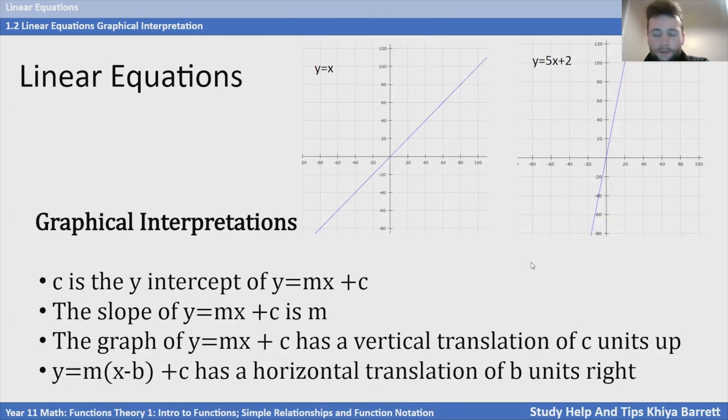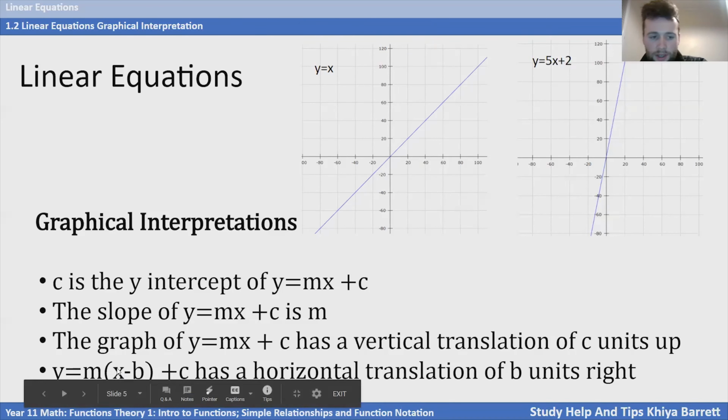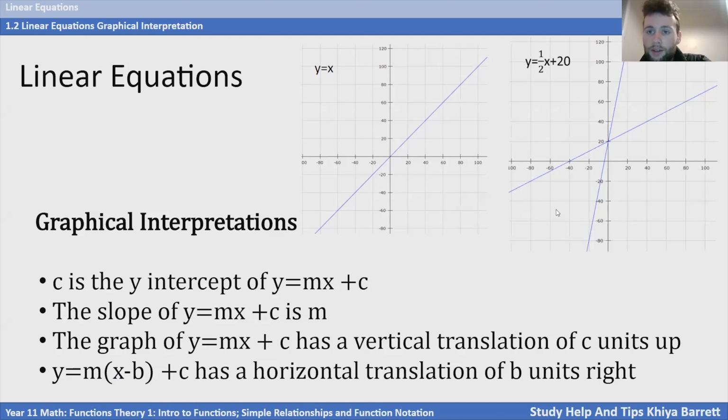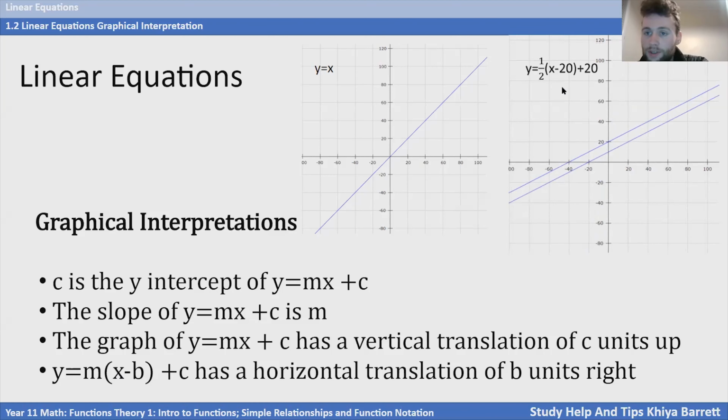Now, you could also have a horizontal translation, and that would be in the form of y equals m(x - b) + c, where b is a horizontal translation, and that is going to be a translation of b units to the right. So this is a vertical translation of 20 units up, and this here is a coefficient of x of a half. Now, this coefficient can also be known as the gradient, and we'll get into that later. And here we can see this translation. So these are both graphs of a half x plus 20, but this one here has been translated 20 units to the right.